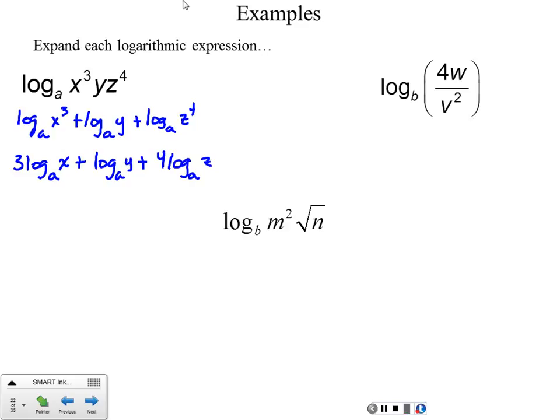We're going to have log base b of 4 plus log base b of w minus, do you understand why minus? You have the quotient. Okay, so minus log base b of v squared. And if you want to go ahead and move the 2 around front instead of making a whole other problem, that's fine.